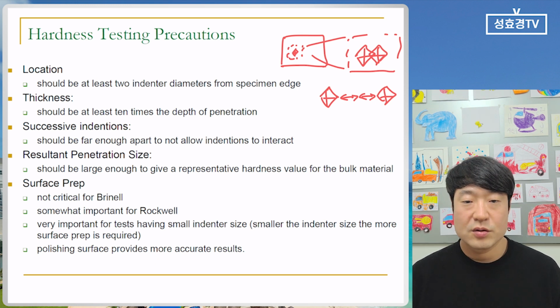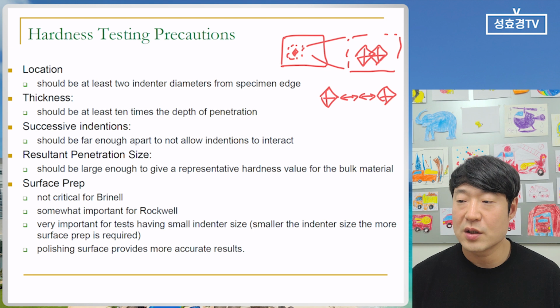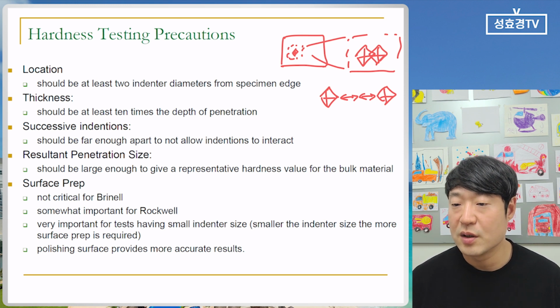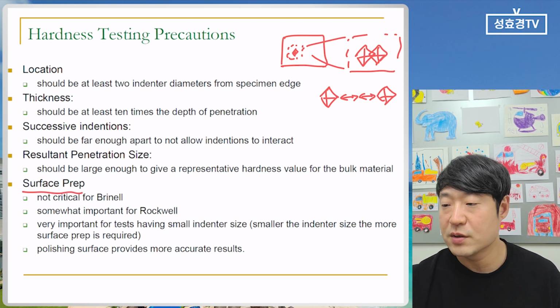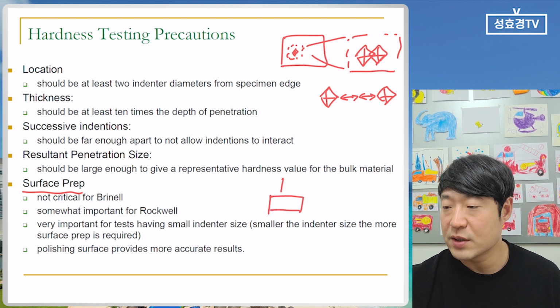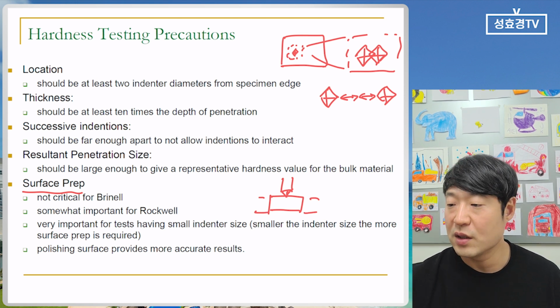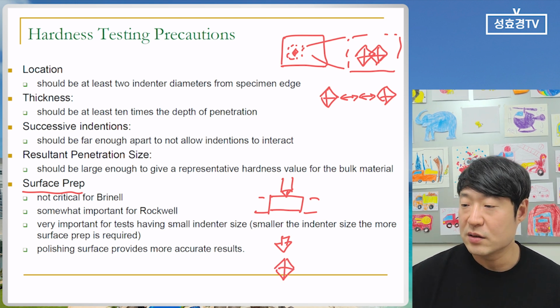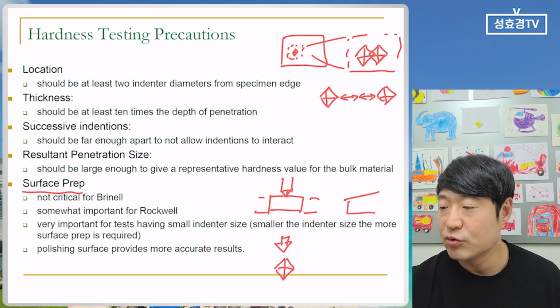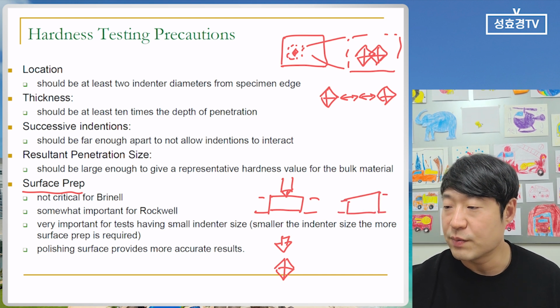Thickness is also important. If the sample is very thin, we cannot conduct a test. And then the indentation is important: the resultant penetration size and the surface preparation are the most important part. If you fabricate your sample so that the top side is parallel, then we can get a very good result, a very equiaxed indent. But maybe sometimes you make some mistake in this part.